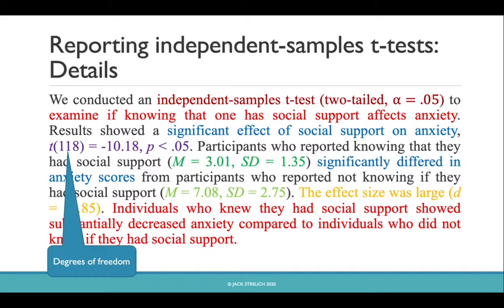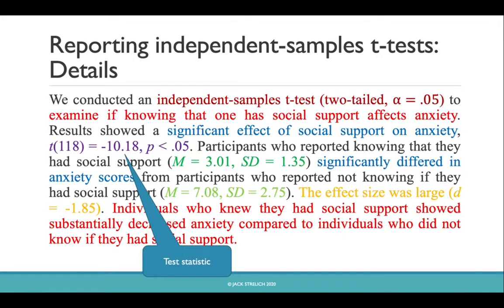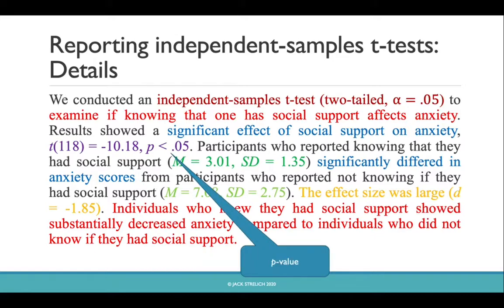Next, we report the results of the t-test itself, this bit in purple. We begin by reporting the degrees of freedom inside the parentheses that follow the italicized t. We report the test statistic following an equal sign. And finally, we report our p-value. Again, recall that here, because we calculated our critical value, we do not have a precise p-value, but because our test statistic exceeded our critical value, we know that our p-value must be less than our alpha of 0.05.